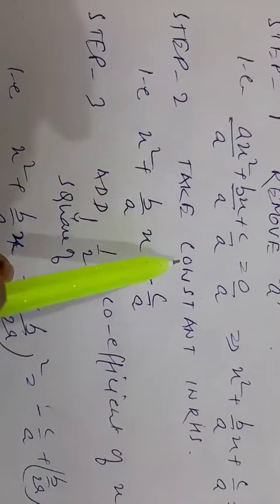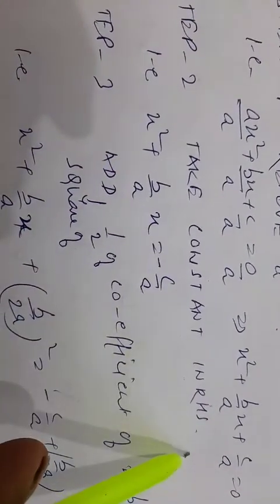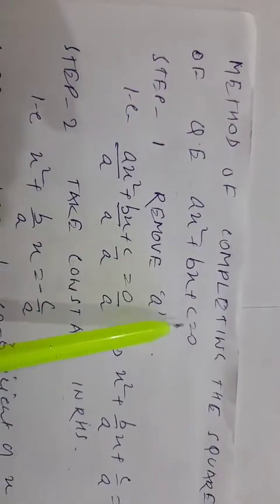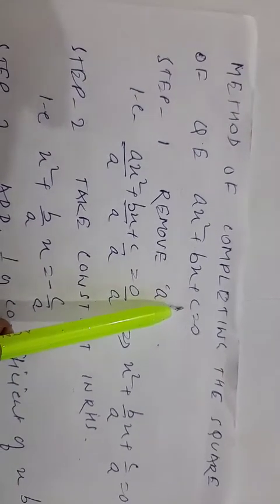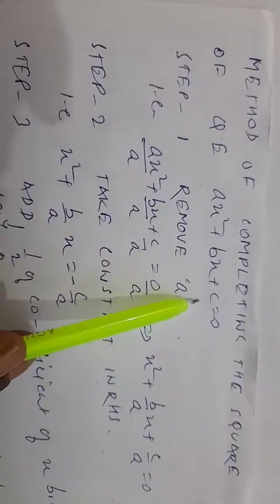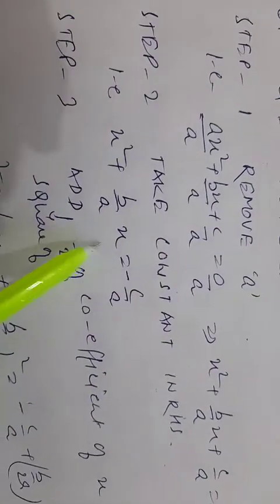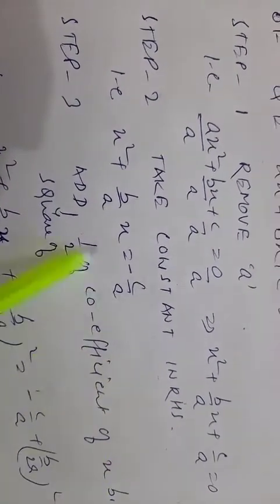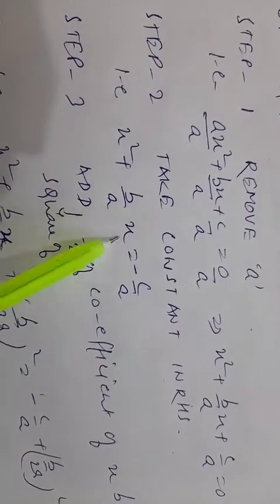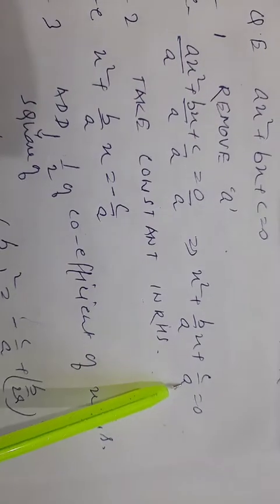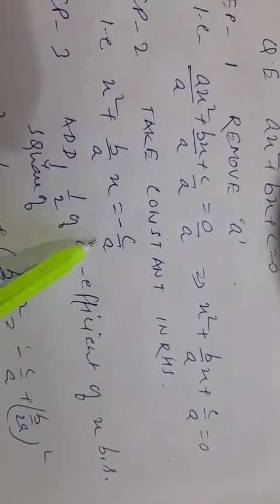Now the next step, step number 2, take the constant term in RHS. We are having the constant term c. c is a constant term because it is independent of the variable. It is independent of x. So c is the constant term. So our next step is to take the constant term in RHS. So x square plus b by a x is equal to minus c by a. From this one, we have taken this plus c by a, which is a constant term, to the RHS.